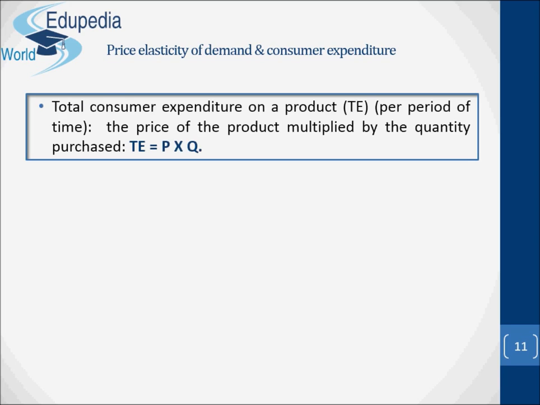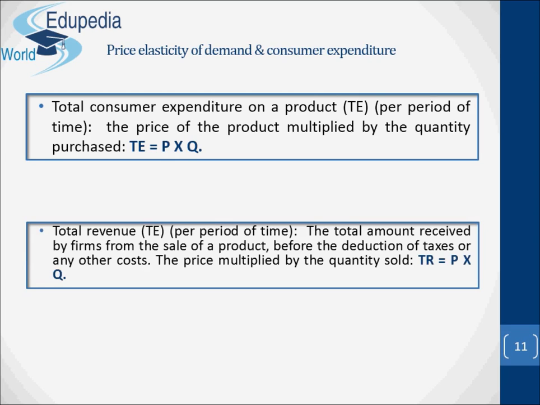One of the most important applications of price elasticity of demand concerns its relationship with the total amount of money consumers spend on a product. Total consumer expenditure is simply price multiplied by quantity purchased. For example, if consumers buy 3 million units at a price of €2 per unit, there will be a total of 6 million euros spent.